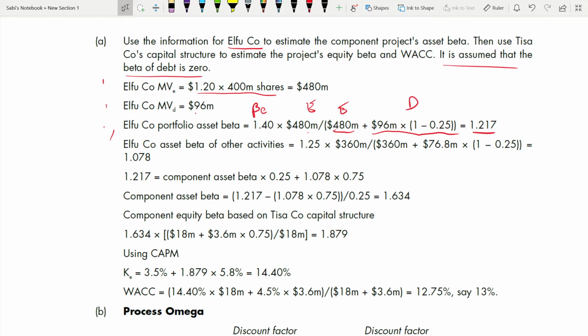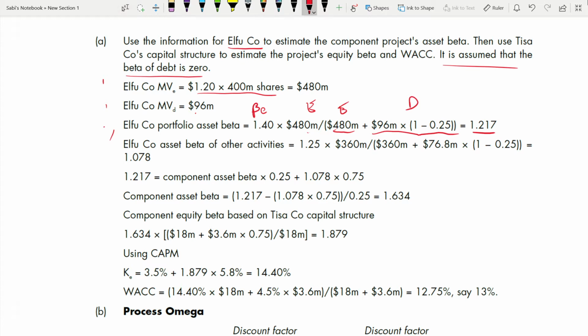Let's say you want to find the asset beta of L4. You cannot find the asset beta of L4 if you don't find the market value of equity and debt. So finding the market value of equity and debt is your first and second step. Then only you can find the asset beta. So now let's go. We know that there are two parts. One is component, one is other activities. We need to divide it, right? That asset beta comprises both component and this one. We need to find for only the component part.